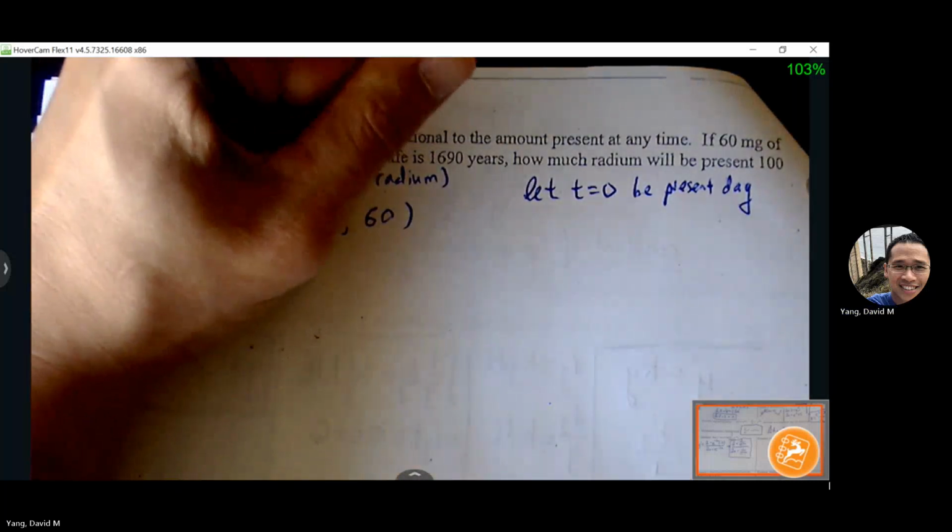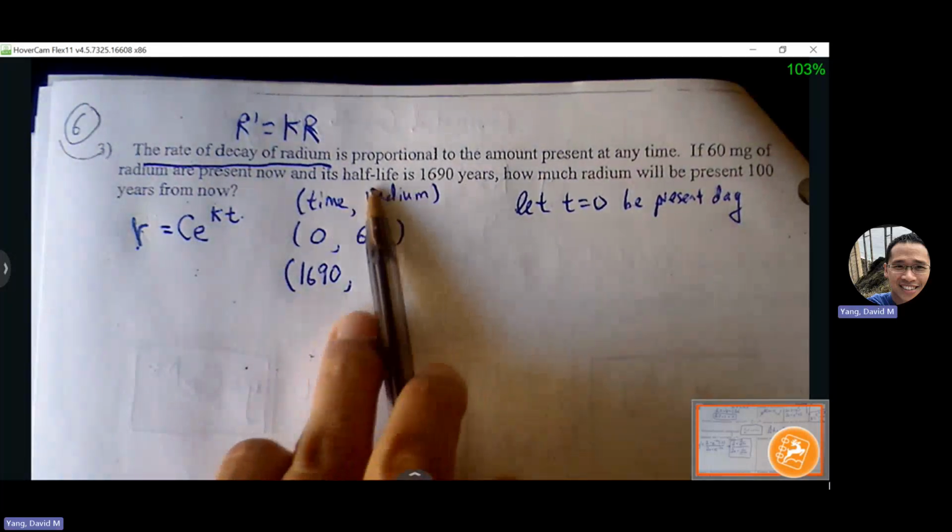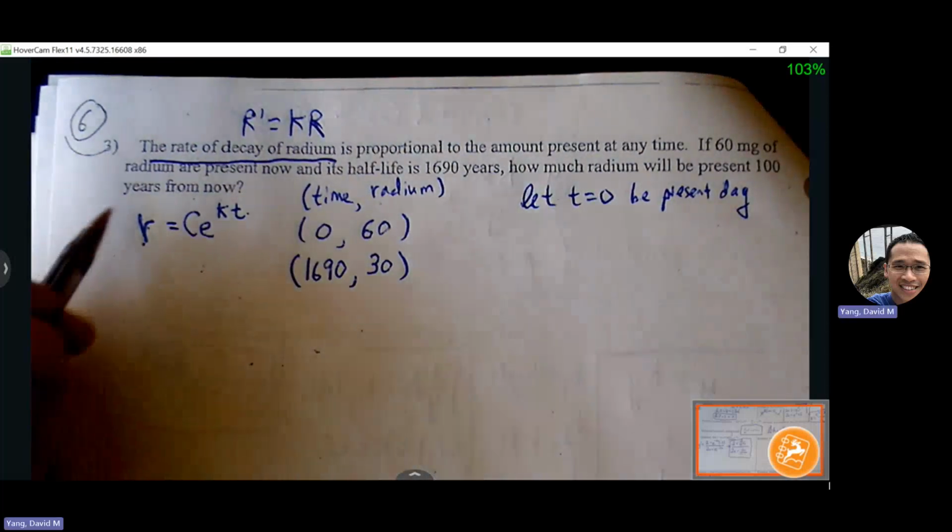So 1,690 years from now, how much radium remains? 30, so half-life. How much radium will be present 100 years from now?